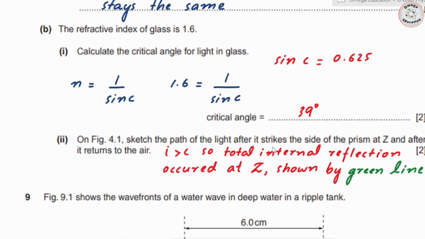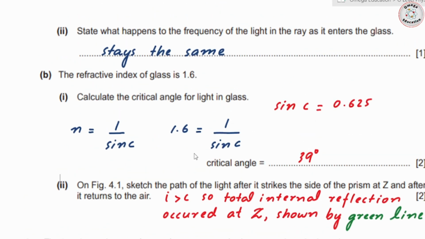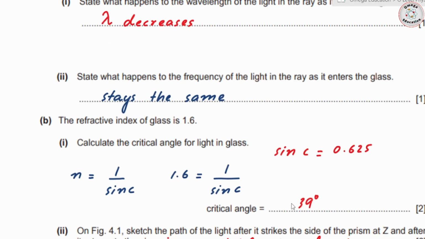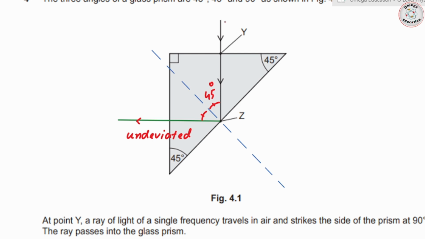Sketch the path of light as it strikes the side of the prism at Z and after it returns to the air. So the critical angle is 39. We have to keep it in our mind. As this ray enters over here, which is entering perpendicularly, and at this point, if these two angles are 45, then that angle of incidence would also be 45. So I had written it down over here. This angle is 45. The critical angle was 39. Angle of incidence is even greater than the critical angle. So what happens? Total internal reflection. The ray was reflected at the same angle of 45, and once it approaches over here, you see it is hitting the surface perpendicularly. And if the ray of light hits the surface perpendicularly, it goes undeviated. So it goes undeviated once again.